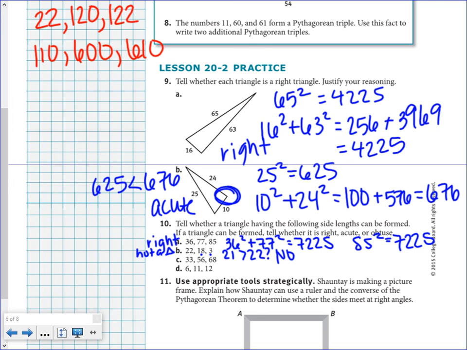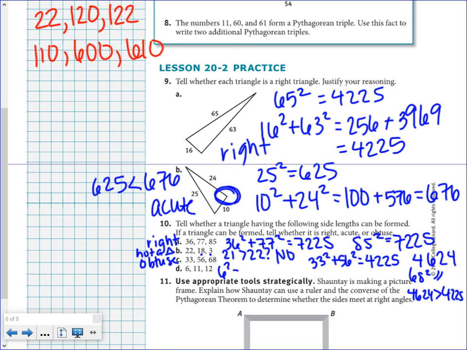So you can look at 33 squared plus 56 squared, and that gives you 4,225. Then 68 squared is 4,624. If you see 4,624 is greater than 4,225, so that means our c squared is bigger, so we have to have an obtuse triangle. For part D, I have 6 squared plus 11 squared.